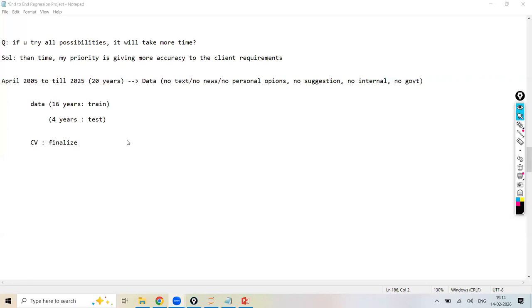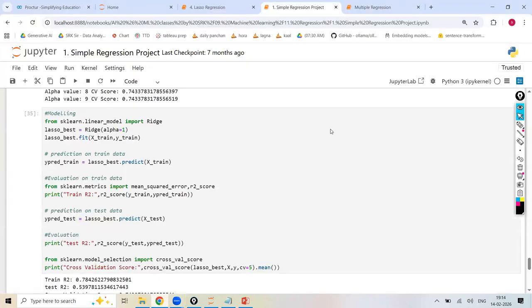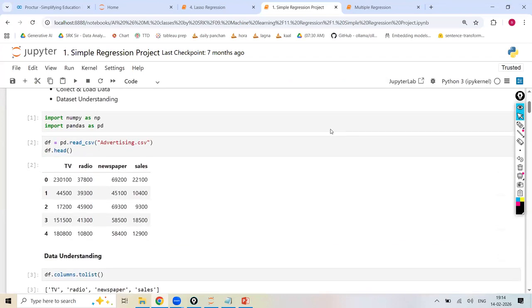For example, let's take this example only. Earlier, they invested in TV, radio, and newspaper. Now they have invested in Instagram also. Sir, with Instagram, will sales increase or decrease? That is your personal opinion. You give me the Instagram data also, then I will tell you whether it will increase or decrease.